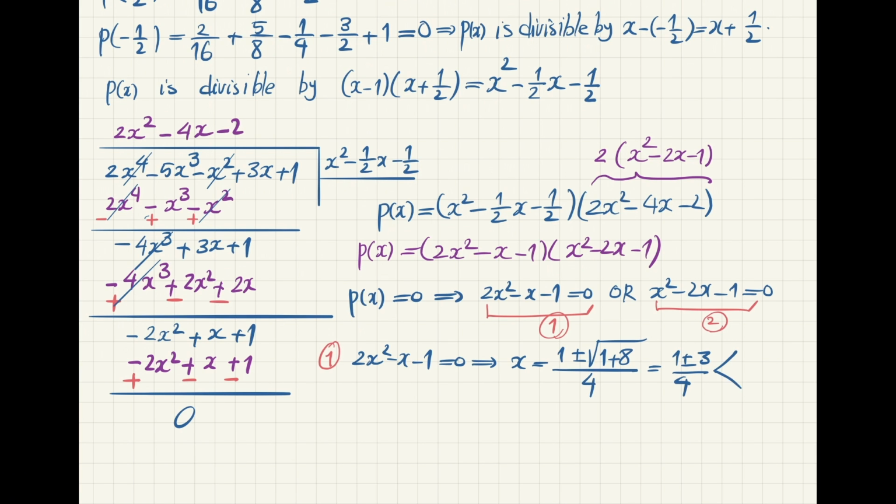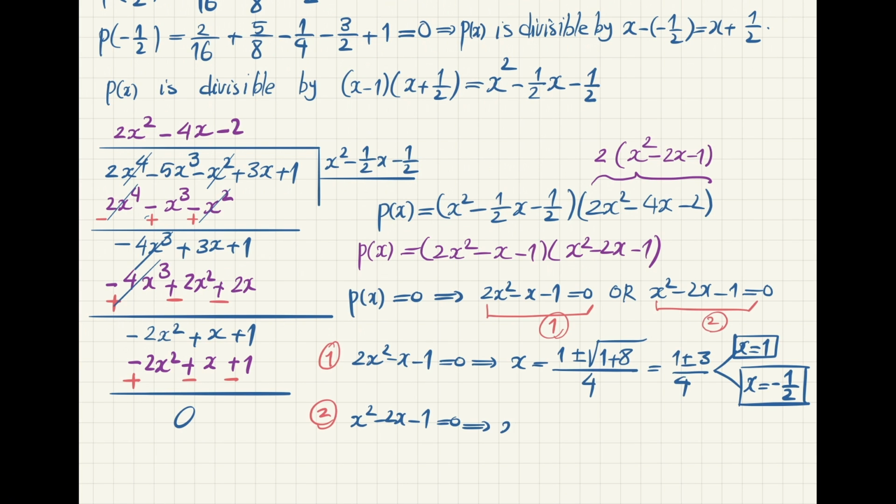So I get two answers. One of them is 4 divided by 4, which is 1. The other answer is 1 minus 3, which is minus 2, divided by 4, which is minus a half. So I got two roots here. And then number 2, x squared minus 2x minus 1 equals 0.